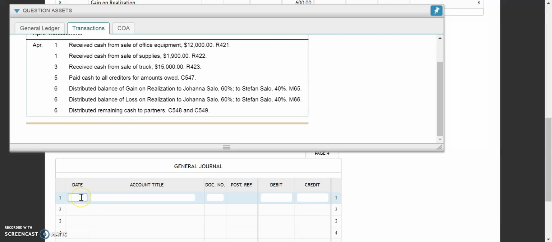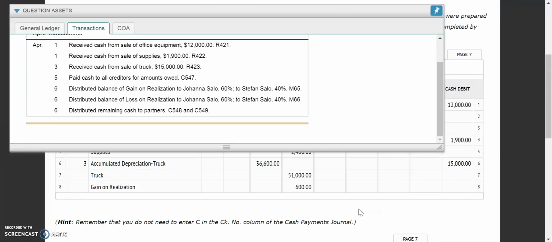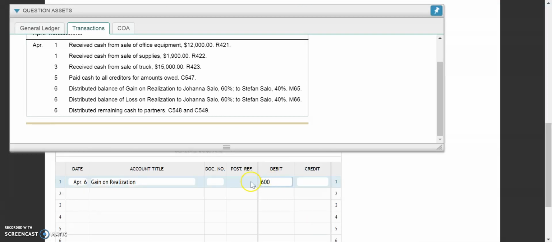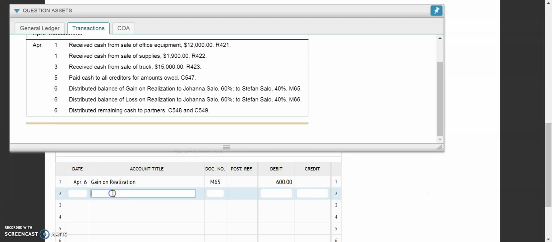So we're going to put April 6th. And our debit actually is to get rid of the gain, because if you remember, the gain has a credit balance of $600. So we have to debit that to get rid of it. So I'm going to put $600 here. Our document number is M65. And the credits are going to go to the capital accounts of Joanna and Stefan. So we're going to put Joanna Salo capital. And she receives 60% of that $600. So when we type that into our calculator, 600 times 60%, that's $360.